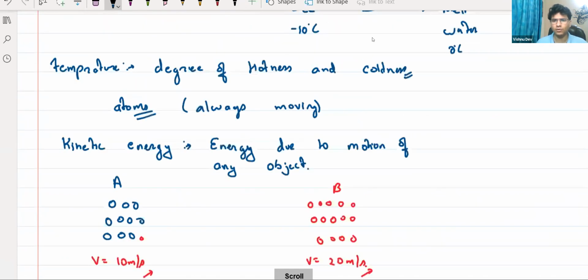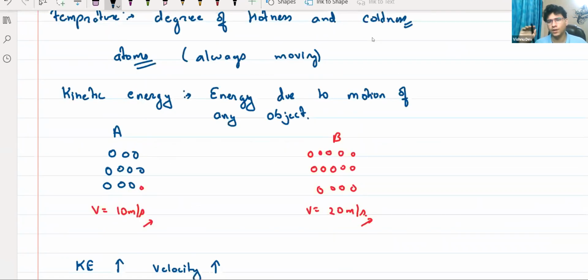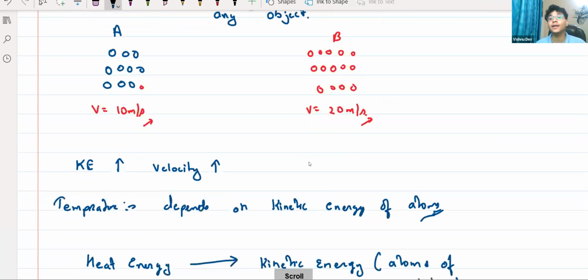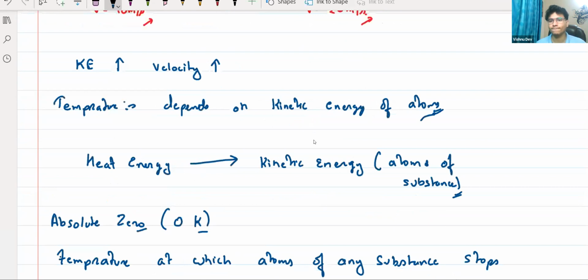We have understood what is temperature and what is heat. Did everyone understand? Apart from just having a definition, everyone knows that temperature is the degree of hotness and coldness. But what actually is temperature? It is the physical quantity that depends on what? The kinetic energy of atoms of any object. Right? Yes or no?